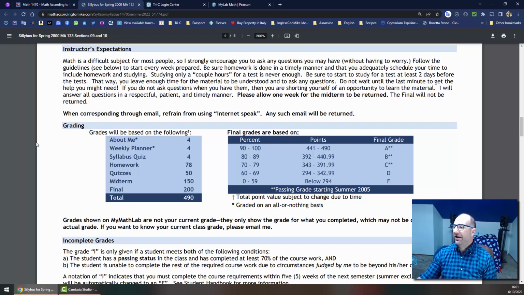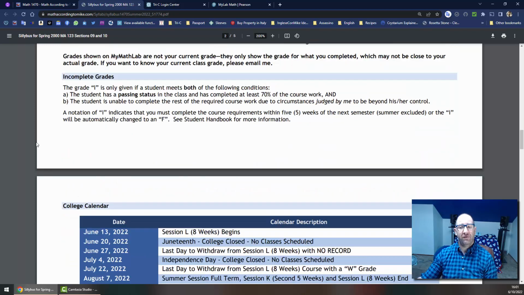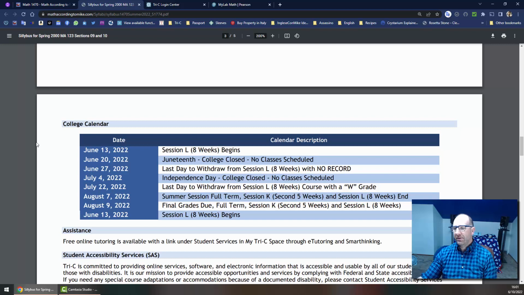Okay, incompletes. This is boilerplate from the college. Feel free to read it. College calendar. This is us. Notice we have 2 Mondays, the 20th of June and July 4th, that are when the school is closed. So because of that, anything that was going to be due that day is now due the next day. So your first assignments, About Me, planner, syllabus, quiz, and first week's worth of homework are actually due on Tuesdays.